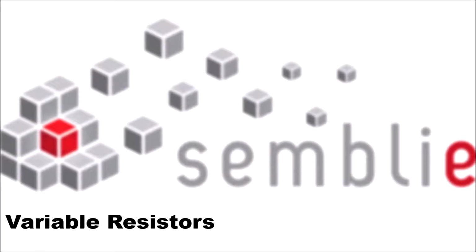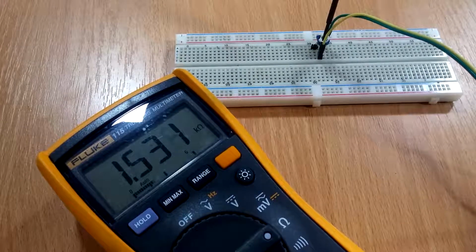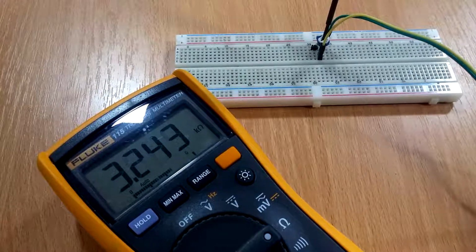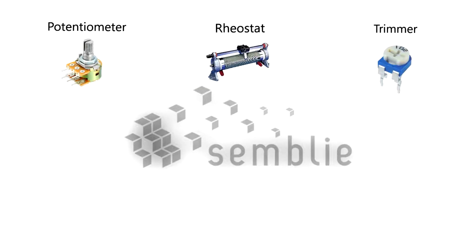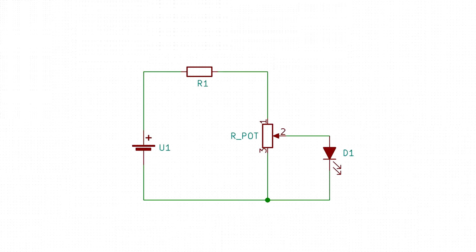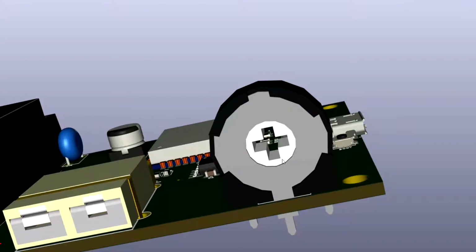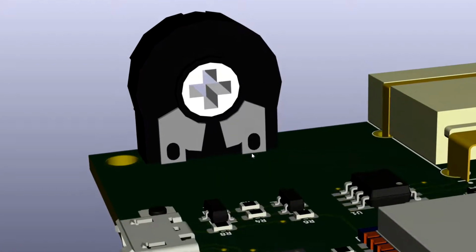Next type of linear resistors are variable resistors. These resistors are able to change the resistance value through a dial, knob or screw. The three most common ones are potentiometers, rheostats and trimmers. They are usually used for voltage division. Alright, that's all for linear resistors.